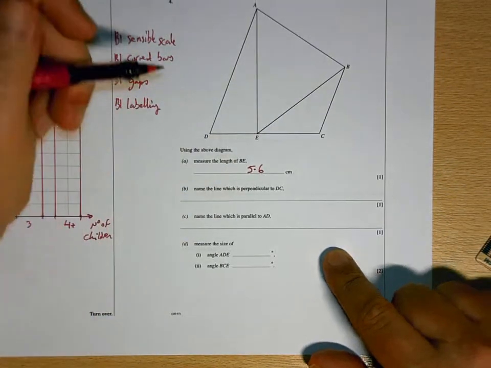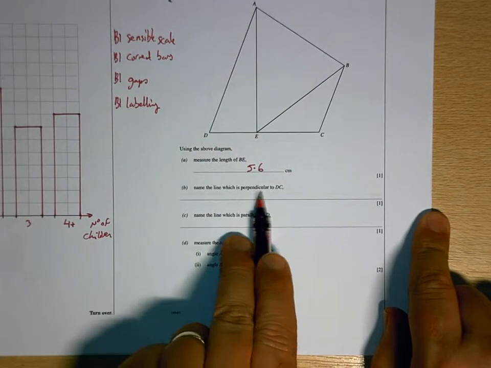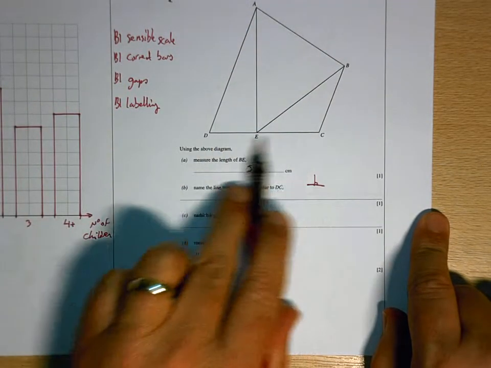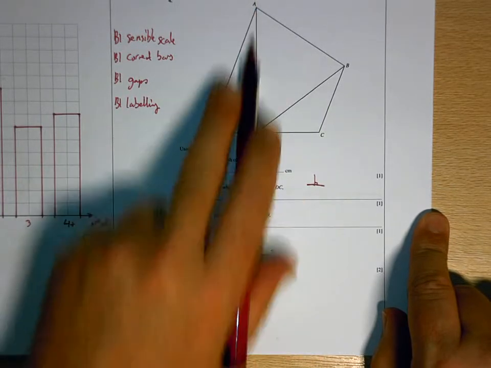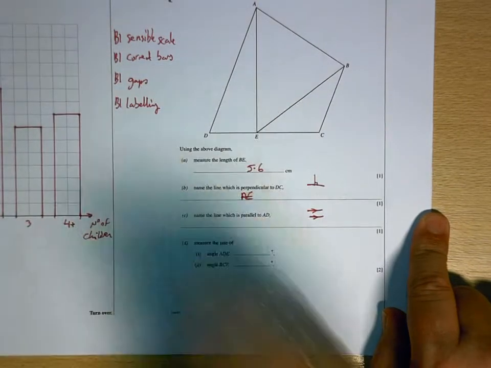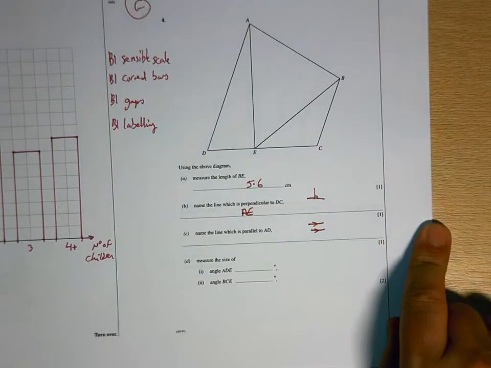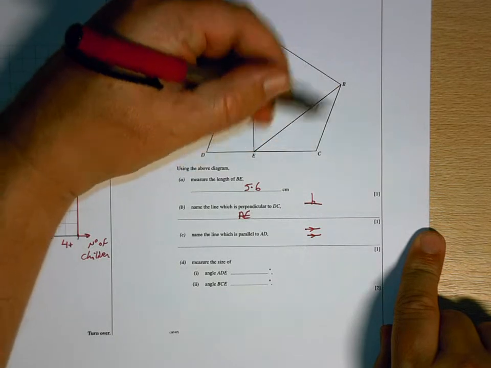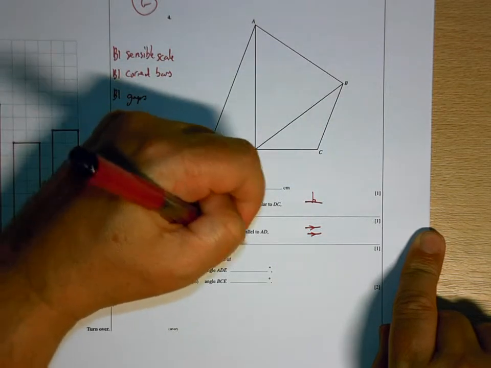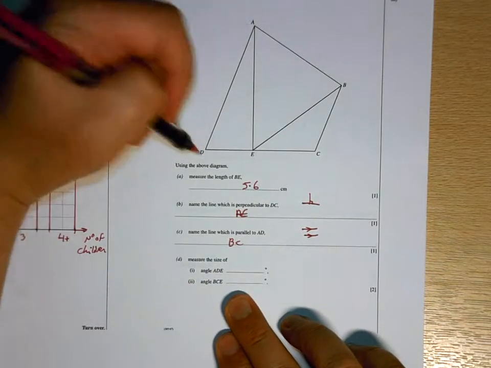Name the line which is perpendicular to DC. So this is the line DC. Perpendicular lines are at right angles to each other. So a perpendicular line looks like that. So the line that's at a right angle to DC is AE. Parallel lines are lines that never cross, they're travelling in the same direction. The 2 lines that are parallel there are AD and BC. So parallel to AD is BC.